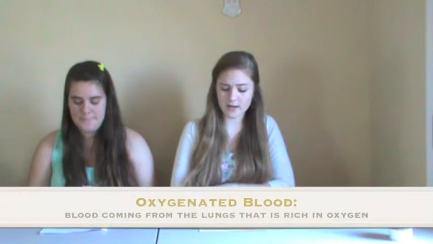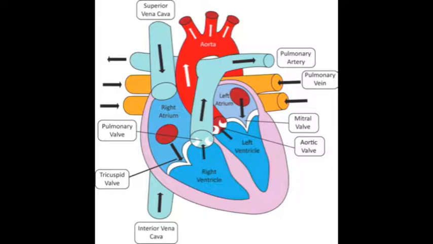Oxygenated blood is blood coming from the lungs that is rich in oxygen, the main nutrient transported by blood. It is transported through the pulmonary vein into the left atrium, through the left ventricle, and out of the heart through the aorta to be pumped through the body.